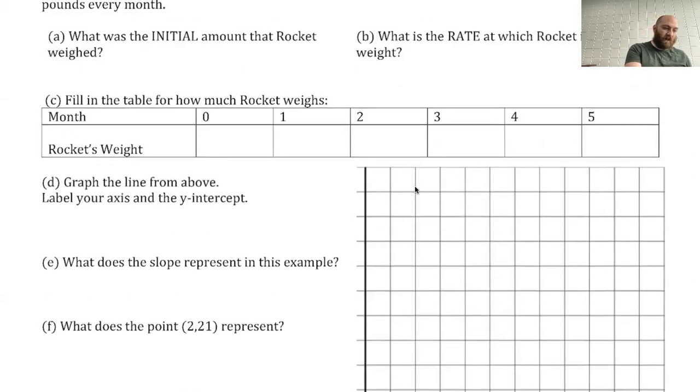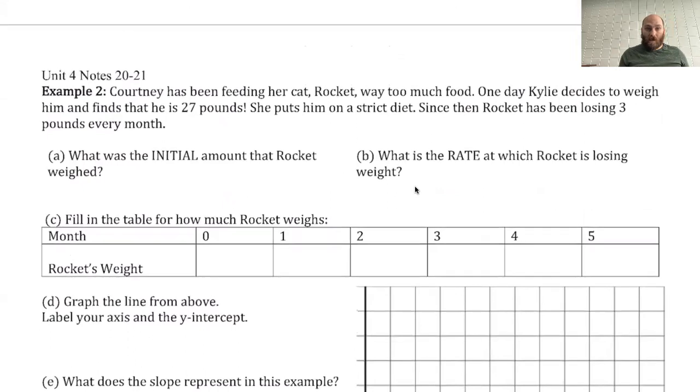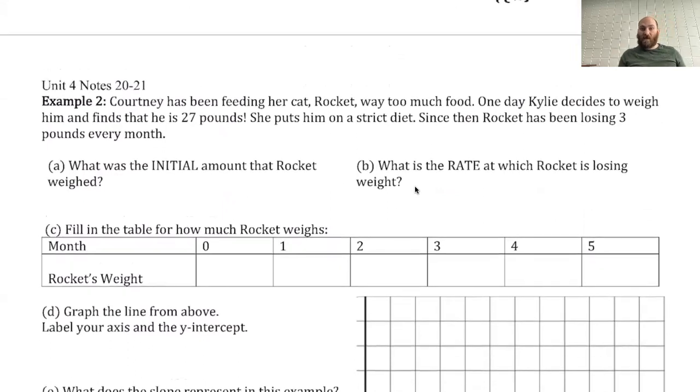All right, example 2. Sorry, yeah, last example here. Courtney has been feeding her cat Rocket way too much food. One day, Kylie decides to weigh him and finds that he is 27 pounds. She puts him on a strict diet. Since then, Rocket has been losing 3 pounds per month. So 3 pounds per month, currently 27 pounds.